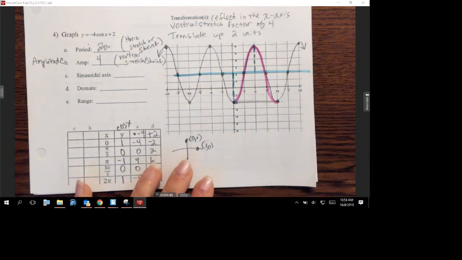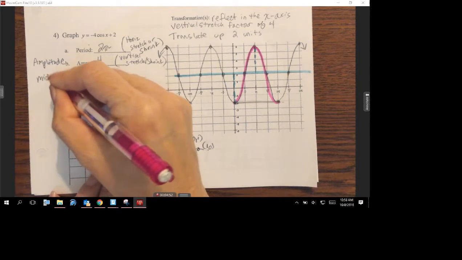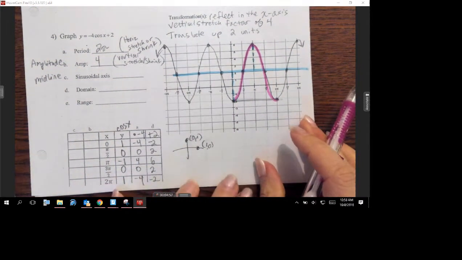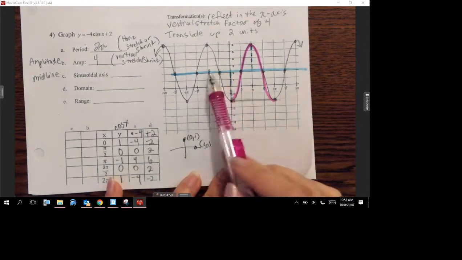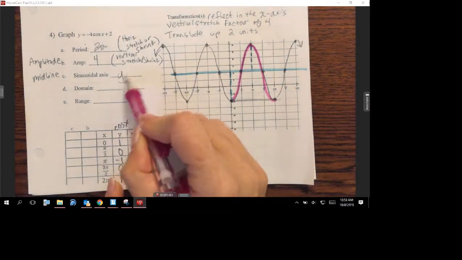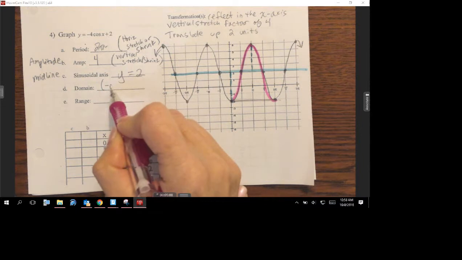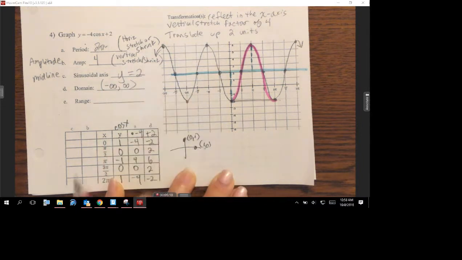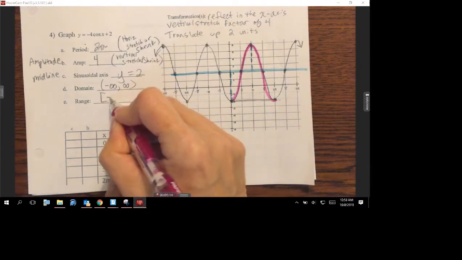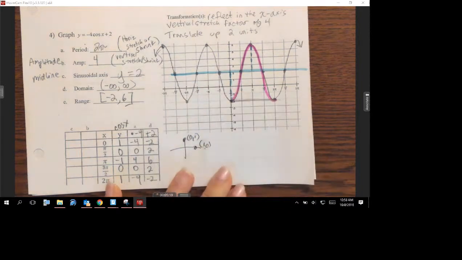And then the sinusoidal axis is just that midline equation, which I just drew. It's the line in the middle. It's called the sinusoidal axis. So what horizontal line equation is this? y equals 2. The domain we're going to write in interval notation, so it's all real numbers, negative infinity to positive infinity. And the range goes from the low number, negative 2, bracket because it includes it, to the high number, positive 6, bracket because it includes it.